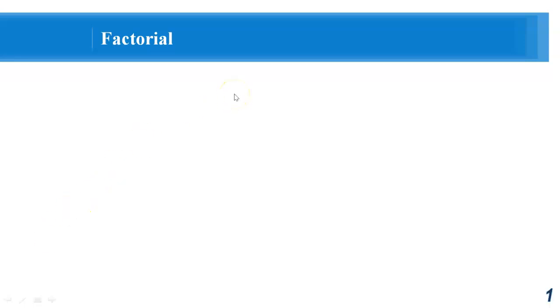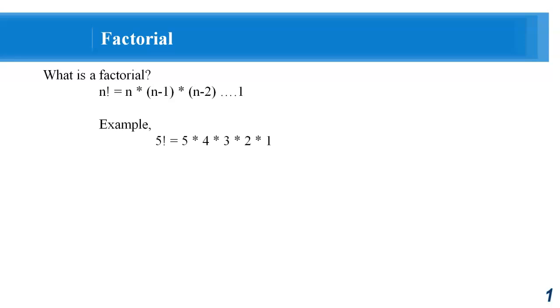Second program, again very simple now, right? We are going to look at factorial. I think we all understand what a factorial is, right? N factorial is nothing but n into n minus 1 into n minus 2 all the way up to 1. For example, 5 factorial is 5 into 4 into 3 into 2 into 1. 6 factorial is 6 into 5 into 4 into 3 into 2 into 1. Again, if you look at it the other way, 6 factorial is nothing but 6 into 5 factorial.